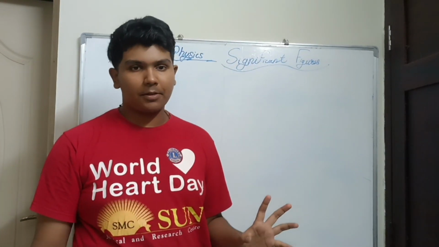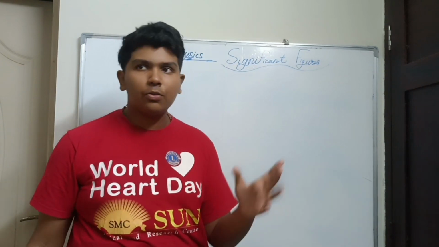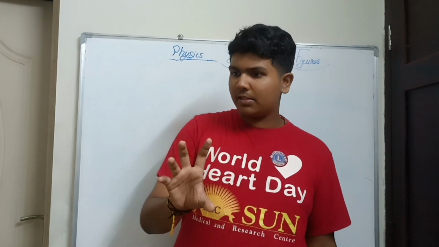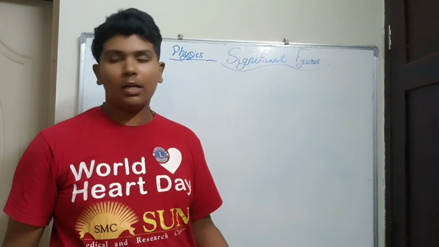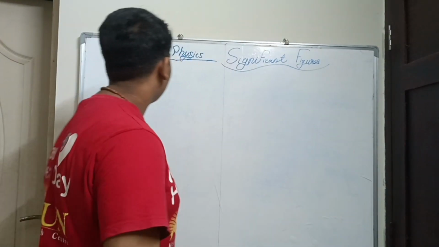Let's take an example. All non-zero digits, like 1, 2, 3, are significant. But if a zero is between non-zero digits, then it is considered significant. If it is not between them, then it is not considered a significant digit. So let's take another example.